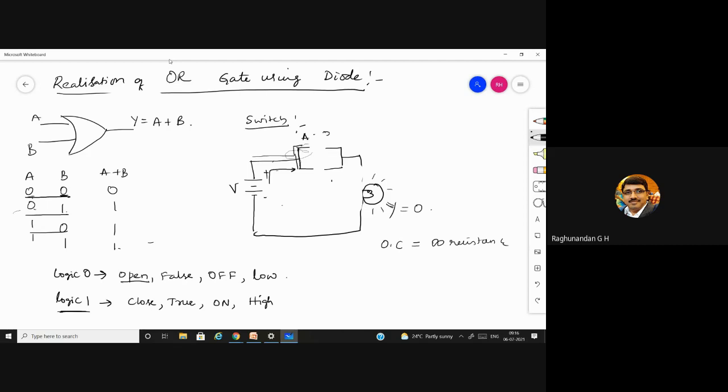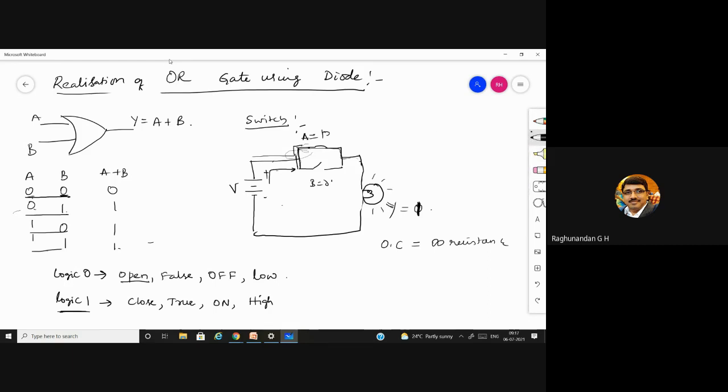One zero. During that time, A is at 1, B is at 0. This will be open and this will be closed. So now the current is going to flow through this path and the bulb is going to glow. This is at logic 1. That is, output is high.